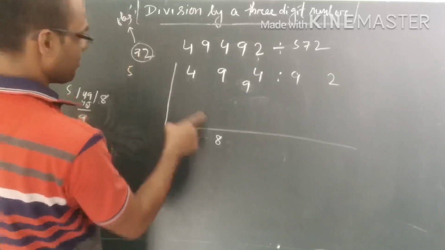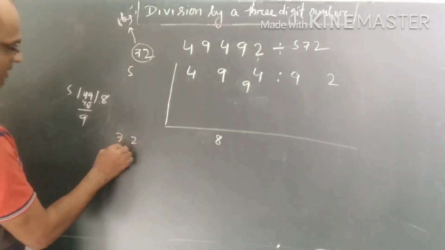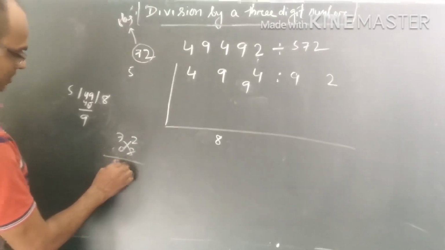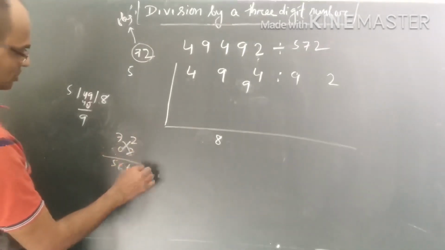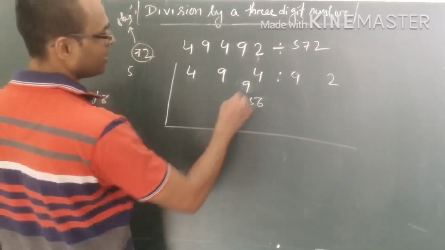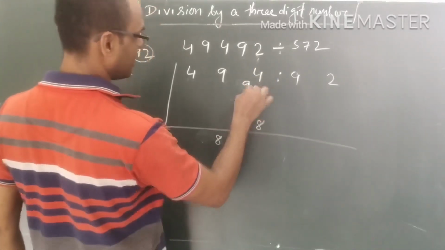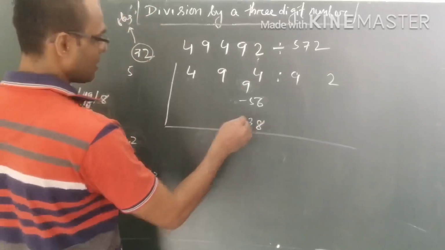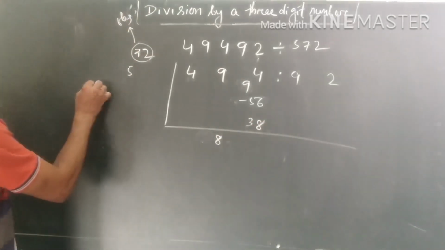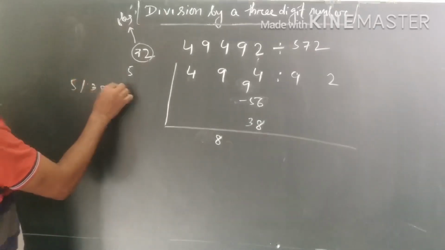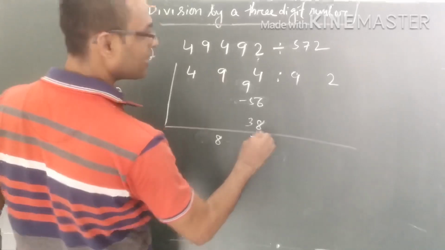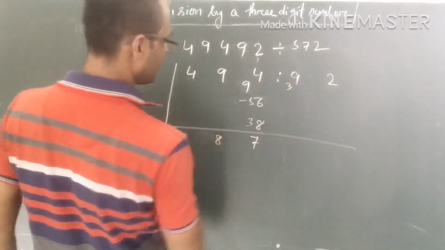Same procedure, 72 with 8. 72 with 8 means 08, crisscross. 8 into 7, 56 plus 0 into 2, 0 means 56. So 56 will be subtracted. 13 minus 6, 7. 8 minus 5, 3. Now 38 divided by 5. The same procedure will continue. 5 into 7, 35, remainder 3. Put 7 here and 3 will be the remainder.